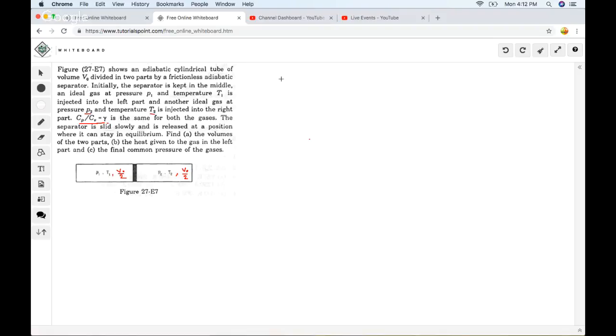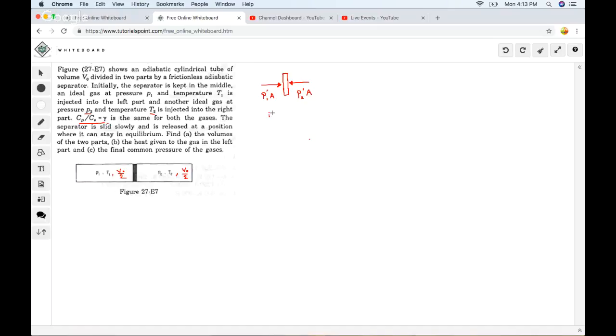Now, if you look at the separator, which is free to move, let's draw its free body diagram. From this side it will experience a pressure, and from that side also it will experience a pressure, all right. The force due to pressure will be P1 dash into A from the left side and P2 dash into A from the right-hand side. These are the two forces acting on the separator. The area of cross section is the same on both sides.